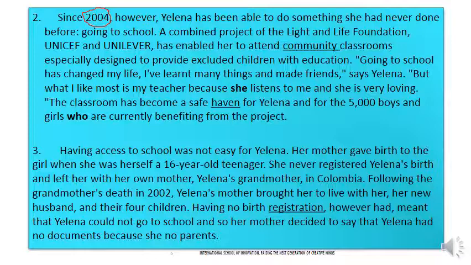So in 2002, as we said here, we have another date. In 2002, Yelena's grandmother died. So Yelena's mother brought her to live with her new husband and their 4 children. Okay, so the main reason that Yelena couldn't go to school was that she didn't have a birth registration.